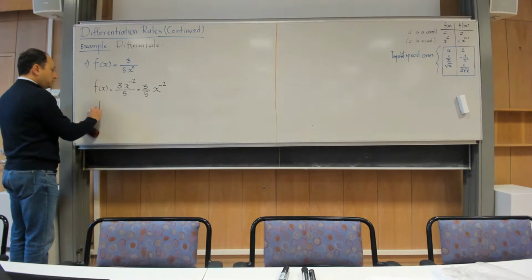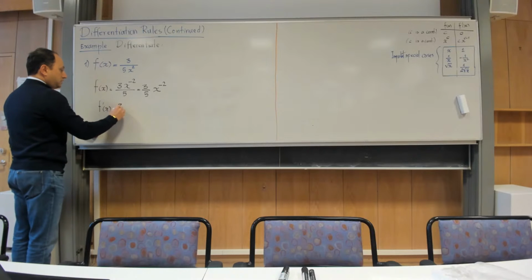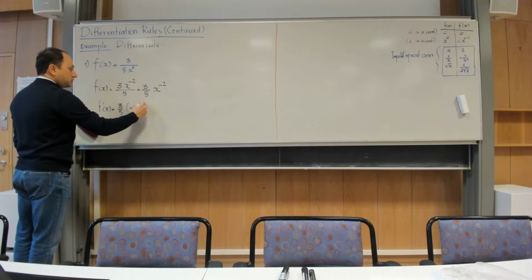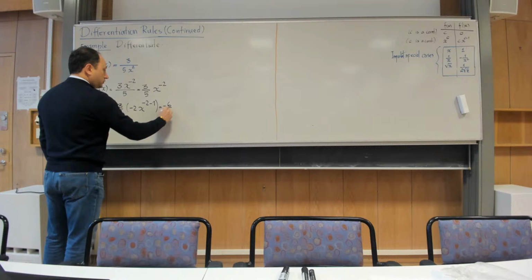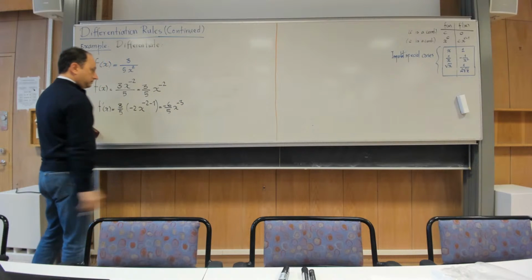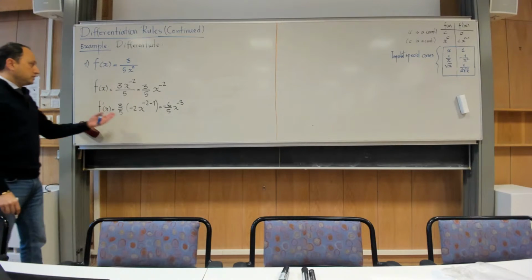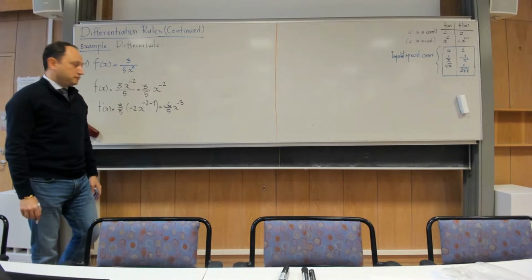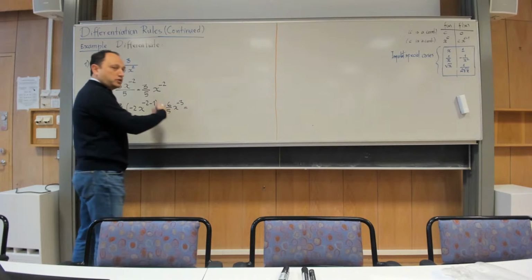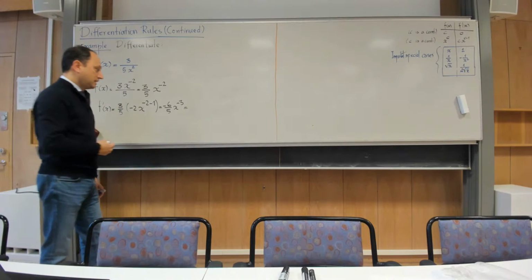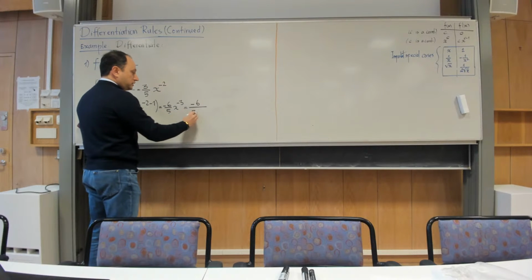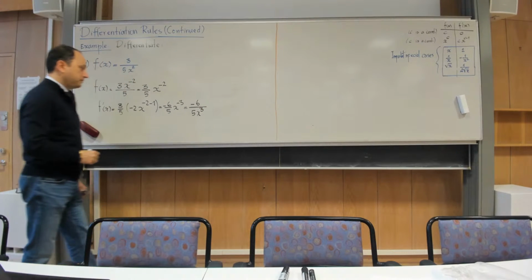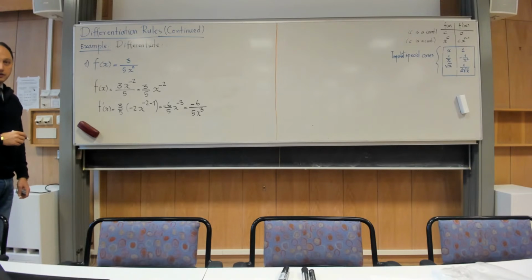So f prime of x is equal to 3 over 5, minus 2 goes down, and then x to the power 1 less, which is minus 2 minus 1. And then it becomes minus 6 over 5 x to the power minus 3. If you want to, you can put it back in the form of positive powers, but that's not compulsory unless you want to do some calculations with the derivative itself. So then it becomes minus 6 over 5, I take this one to the denominator and make it positive. So that is one scenario.